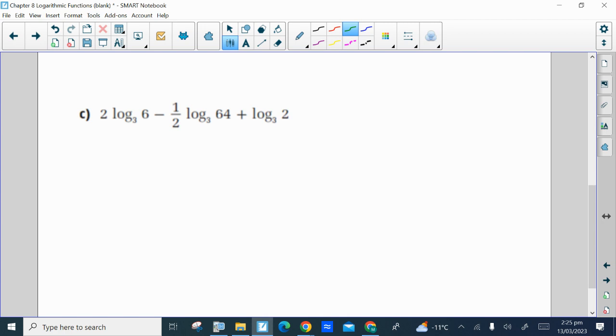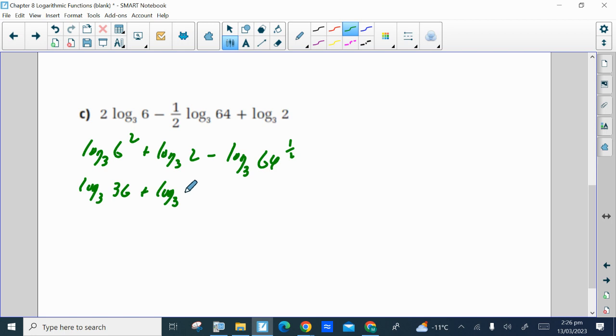For question C, I would probably rearrange the terms to put the positive ones first, the minus one second. At the same time, I'll use the power law. So 2 log base 3 of 6 will be log base 3 of 6 squared, plus log base 3 of 2, minus 1/2 log base 3 of 64 would be log base 3 of 64 to the power of half. 6 squared is 36. And 64 to the 1/2 means the square root of 64. Square root of 64 is 8.